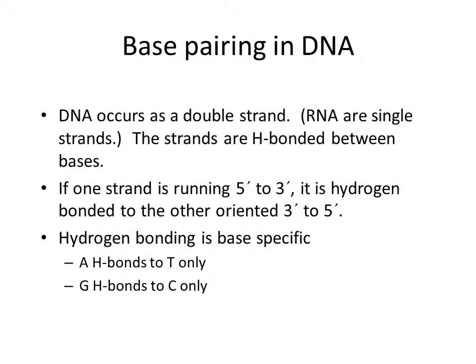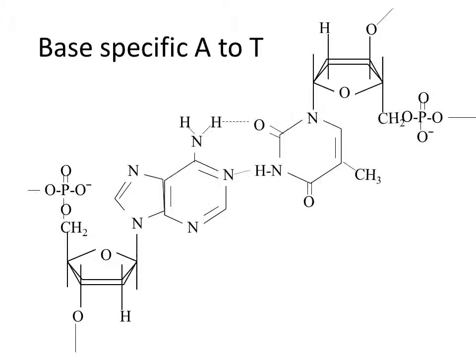This hydrogen bonding between the two strands is base specific. What we find is that in DNA, adenine only hydrogen bonds to thymine, and guanine only hydrogen bonds to cytosine. It is very, very specific, and it is based on the distances between the strands, and it must be a purine with a pyrimidine because those give you a specific distance that is needed.